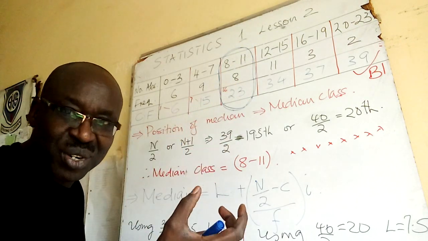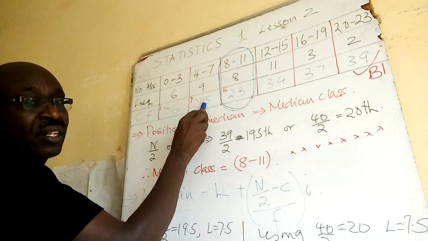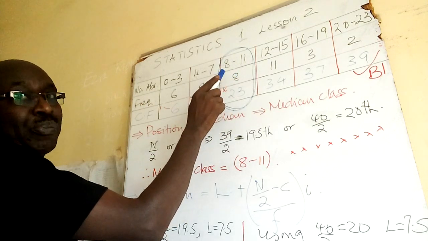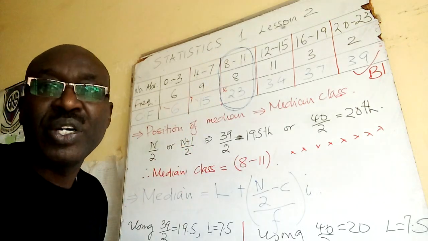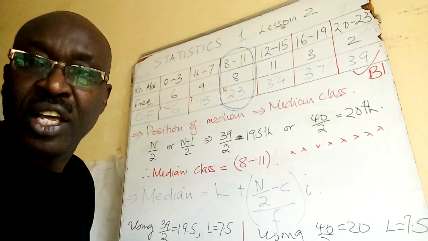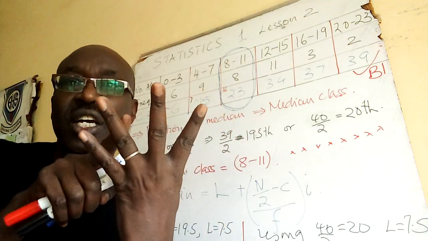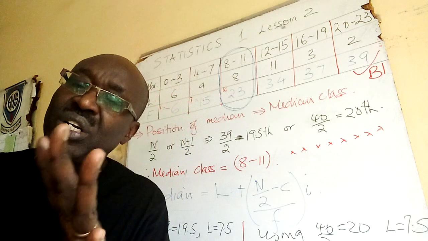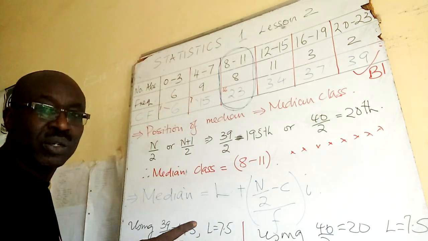You see, I sort the letters. That is C. This is letter C. Then F, letter F. Then capital L is gotten from here. Then we are remaining with i, the width. You count 8, 9, 10, 11: 4. Count. We are dealing with marks. No joke. We are dealing with marks.